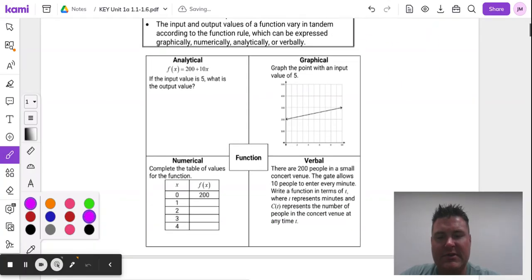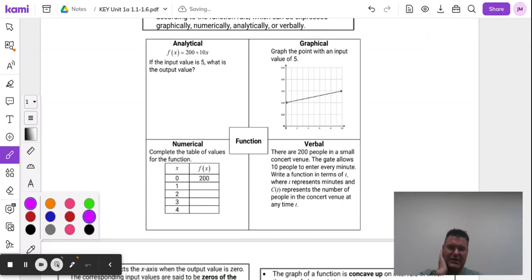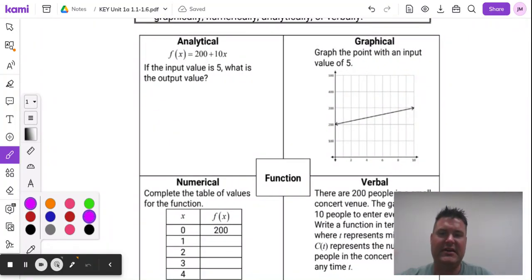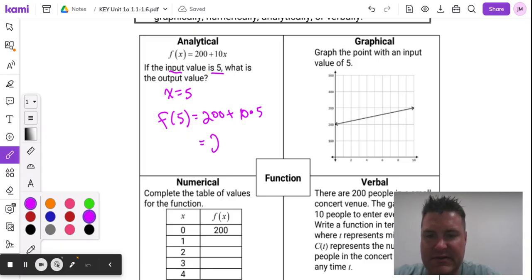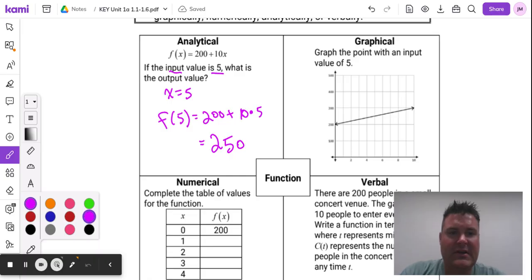And then I talked about how these can be represented differently. Pretty much, this is mostly the same function here. So we have analytical. If the input value is 5, what is the output value? For this function, it's giving us 200 plus 10x. So this input value means x equals 5. So f of 5 is equal to 200 plus 10 times 5. What is 10 times 5? Very good, it's 50. 200 plus 50 is 250.